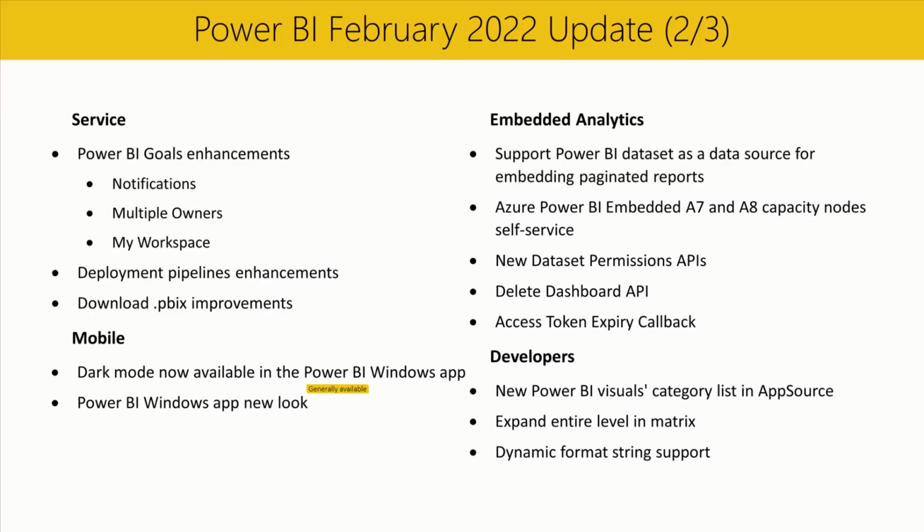Next, we have some great new features for you in the service section. First, we have some updates for Power BI goals. This month, we have updates on the Microsoft Teams notifications integration, the ability to add multiple owners to a goal, and the ability to create scorecards in My Workspace. Goals is now also available in all US government clouds. We've also made some updates to deployment pipelines, including an Azure DevOps extension to automate your deployments and pipeline creation using tasks in your Azure pipeline.